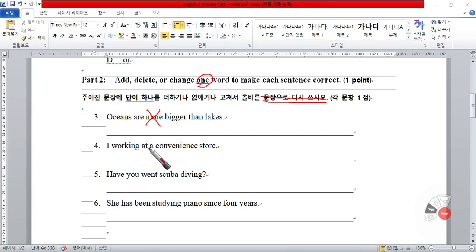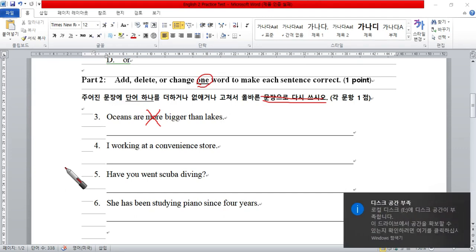I working at a convenience store? All right. Now on this one, you may have more than one choice. Okay. In fact, let's skip it, and we'll come down to number 5.